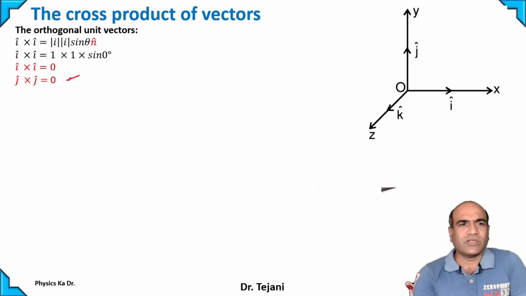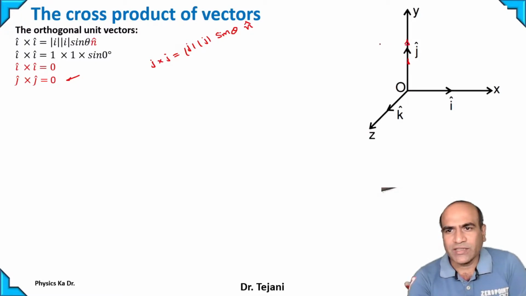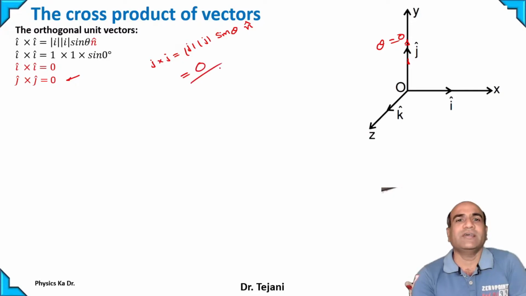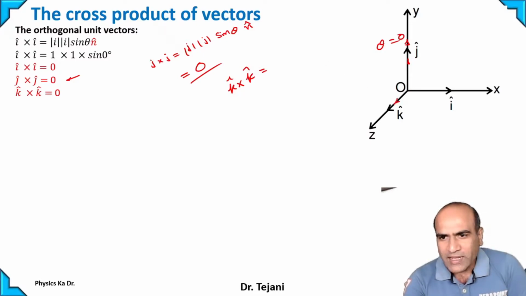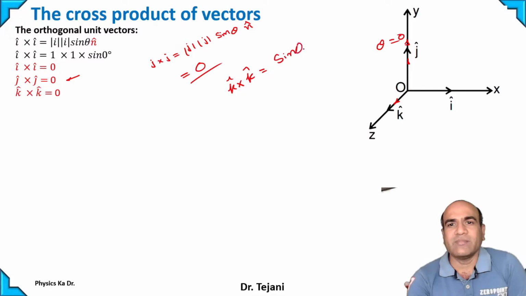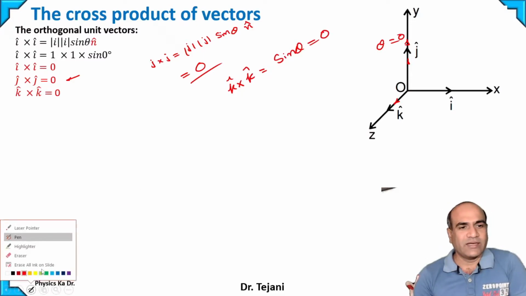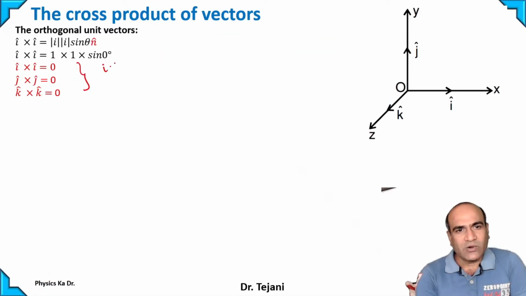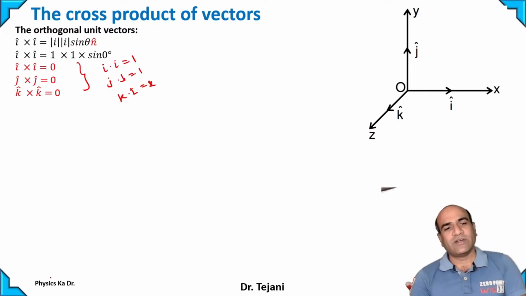Similarly, we can derive for J cross J. We know that J cross J is equal to mod of J multiplied by mod of J, sine theta, and the direction. The angle with J is 0, so sine theta becomes 0, and therefore J cross J is 0. And similarly for K cross K, the angle of K to K is again 0, so sine theta becomes 0, and therefore K cross K also becomes 0, right? We have seen that in the dot products, I dot I is 1, J dot J is also 1, and K dot K is also 1.